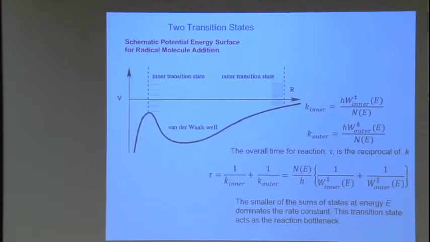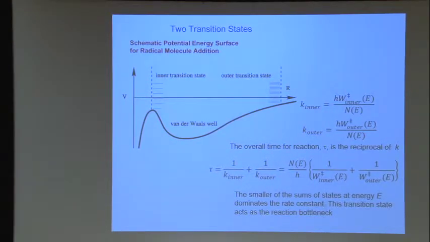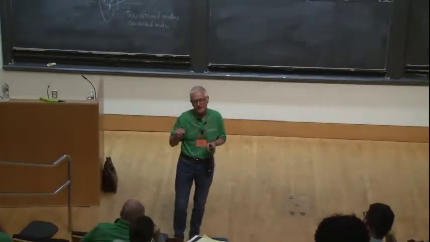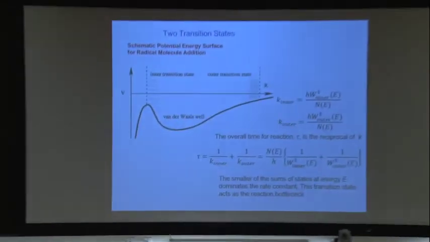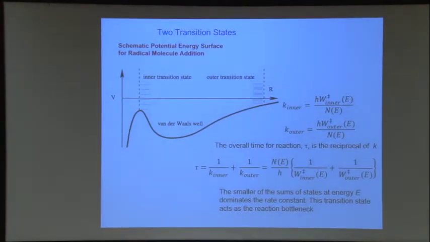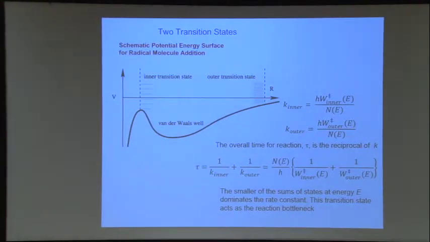So we can think of the reaction proceeding, and there's going to be a time, and we said that these transition states are bottlenecks, and so there's going to be a time to get through the outer bottleneck, and then a time to get through the inner bottleneck, and we go on through to reaction. And whichever of those bottlenecks allows the slower passage, then that's going to be the one that dominates. And so the time scale for reaction is 1 over K inner plus 1 over K outer, which then means it depends upon W inner and W outer. And the smaller of the sums of states, at the energy E, dominates the rate constant. This transition state acts as a reaction bottleneck.